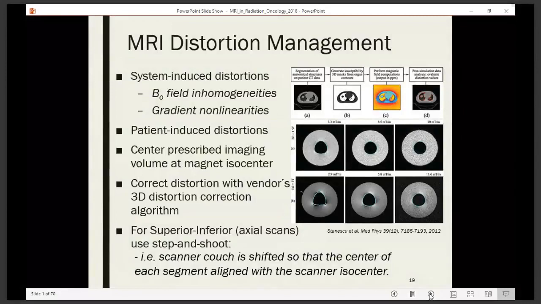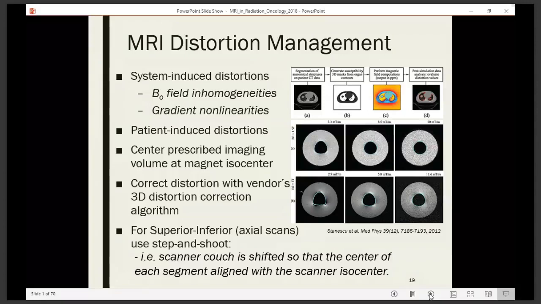So probably the most important, at least it's the first one you have to deal with usually, is MRI distortion. And these can be system-induced distortions or patient-induced distortions. The system-induced distortions come from the fact that magnetic field lines are not linear. They're always inherently curved. And so you may get quite linear gradients and main magnetic fields at the center of the magnet, but as you go away from the center, they're going to start to curve, but they're going to curve in ways that are known.